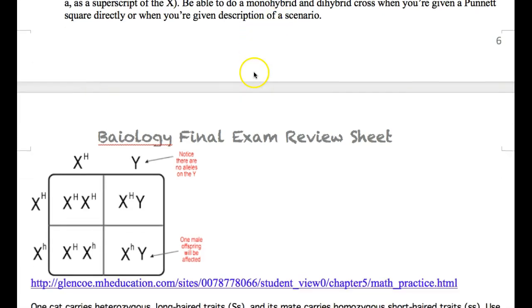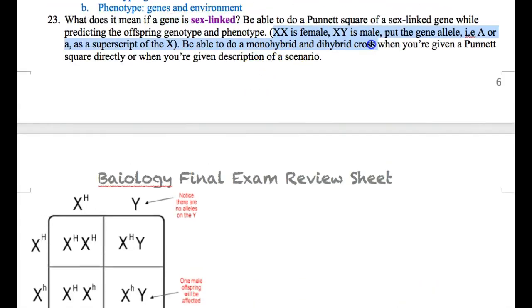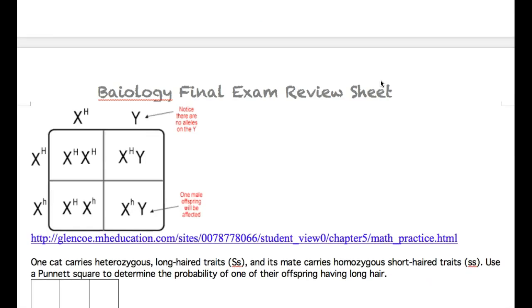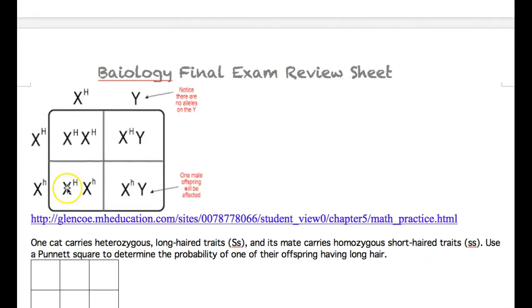Make sure you can do a Punnett square. So you need to know XX is a female, XY is a male. I shouldn't have to tell you that in a question, and I will not tell you that. So you know that. All right. An example given to you over here is X big H Y and X big H X little h. Which one is the mother? Which one is the father? Think about it. This one has to be the mother. This one has to be the father.